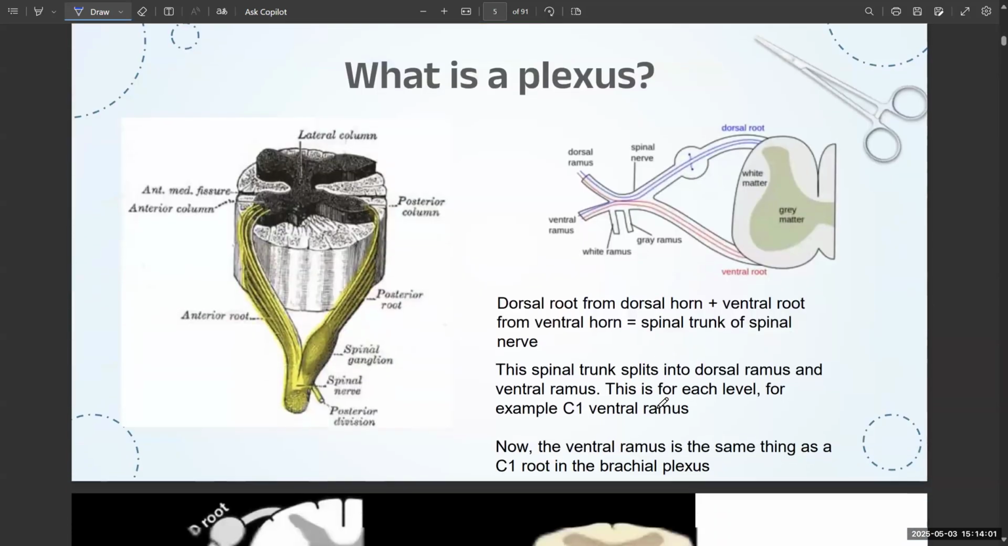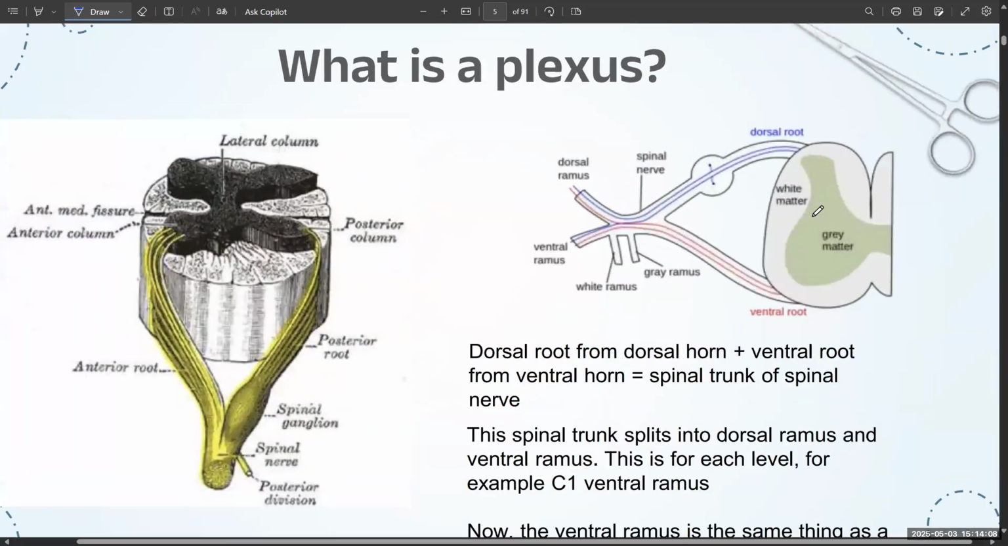Now, what is a plexus? We keep talking about the cervical plexus and the brachial plexus, but what is a plexus? This diagram I think you've seen before. This is a section of the spinal cord, okay? This is the anterior, and this is the posterior, okay? Anterior meaning ventral, and posterior is dorsal, okay? So the ventral root comes out from the front, and it goes here, okay? We can see that. The dorsal root is going to come out from the back, and it's going to come here. These two roots are going to join over here and they're going to give you the spinal trunk.